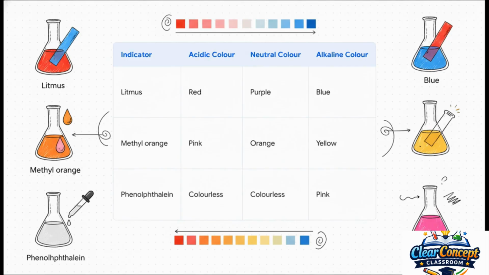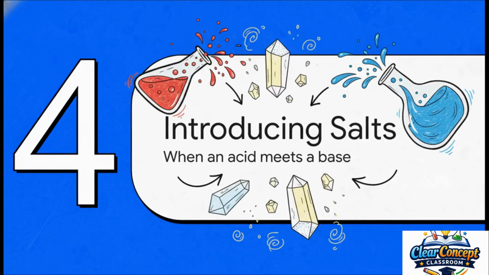Take phenolphthalein, for example. It's totally colorless in an acid, but the second the pH turns even slightly alkaline, bam! It turns this brilliant, vibrant pink. It's perfect for knowing the exact moment a reaction is finished. So we've got our two main players, the acid and the base. What do you think happens when they finally meet?